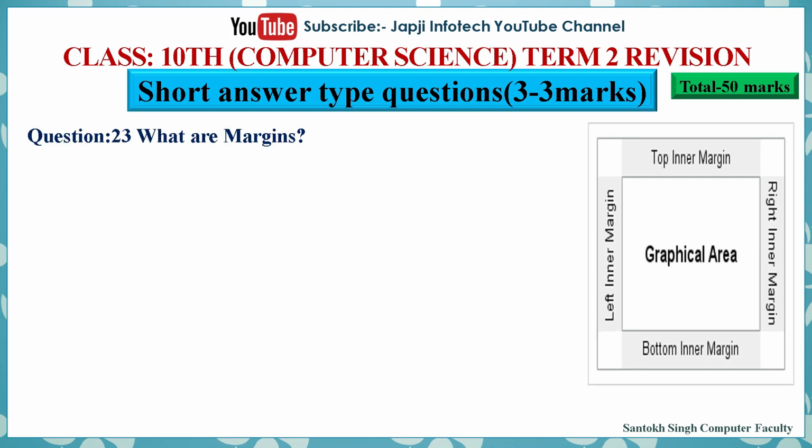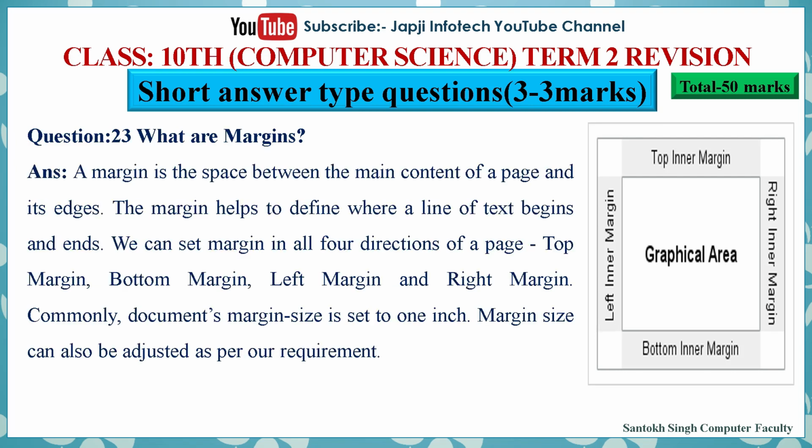And 23rd question is, what are margins? A margin is the space between the main content of a page and its edges. The margin helps to define where a line of text begins and ends. We can set margins in all four directions of a page: top margin, bottom margin, left margin, and right margin. Commonly, a document's margin size is set to 1 inch. Margin size can also be adjusted as per our requirement.